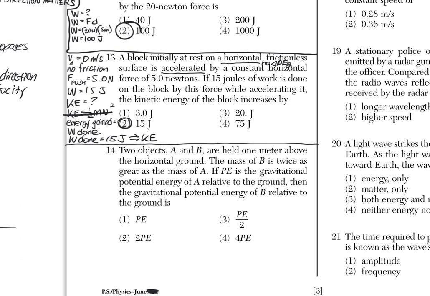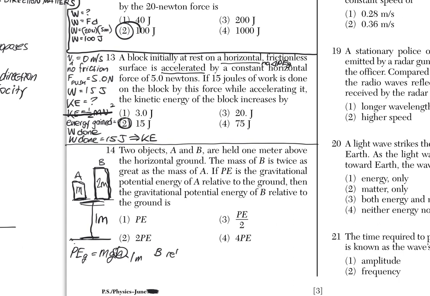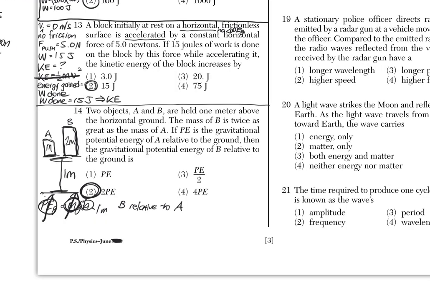And it's asking about gravitational potential energy, which we know is mgh. And so they have the same height above the ground. They're both at 1 meter. But it's asking about B relative to A, and B is twice as massive. So if you have more mass, you have more gravitational potential energy because they're directly proportional. And so B, which has twice the mass, is going to have twice the gravitational potential energy. And so that's choice 2.